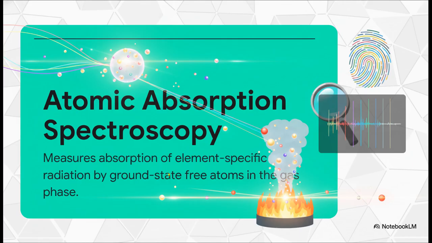The core principle of AAS is actually pretty elegant. It all relies on free, neutral atoms absorbing very specific wavelengths of light in the gaseous phase. Think of it like an optical fingerprint for every element. By shining the exact wavelength of light that a specific target metal loves to absorb through a vaporized sample, we can spot trace metals that are completely invisible. We're talking about finding a single drop of poison in an Olympic-sized swimming pool.